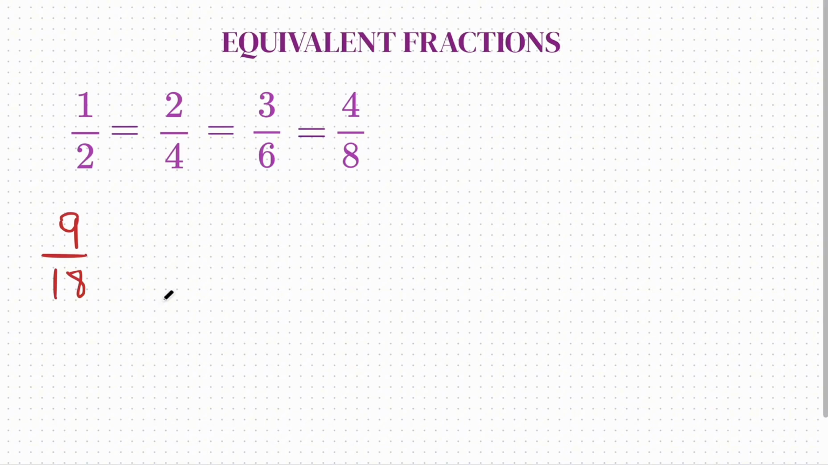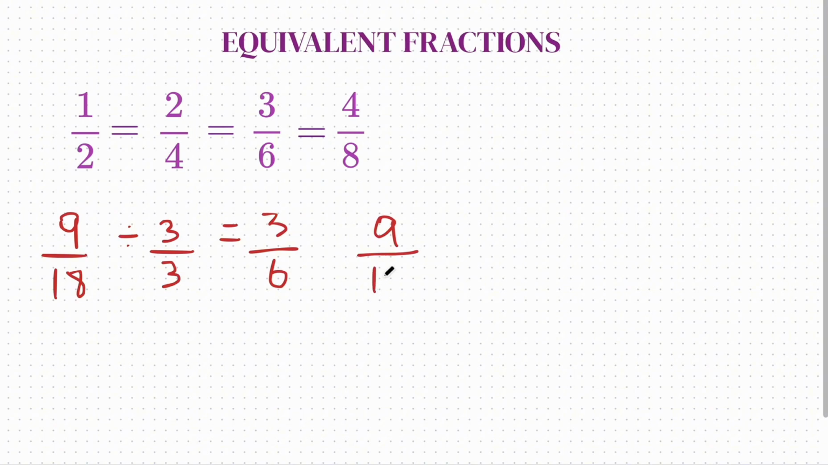Let's go. So we need common factors that can go into 9 and 18 without leaving a remainder. We're going to start off with 3. 9 divided by 3 is equal to 3, and 18 divided by 3 is equal to 6. 9 can also go into 9 and 18 without leaving a remainder. So let's move on to our other equivalent fraction.